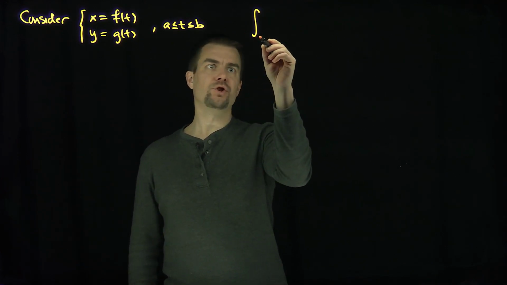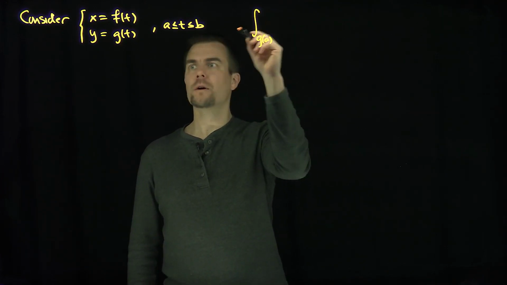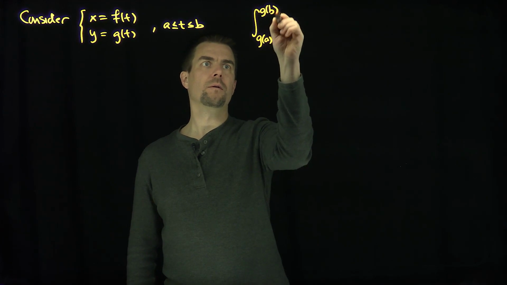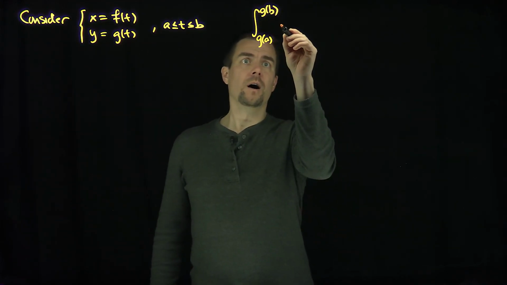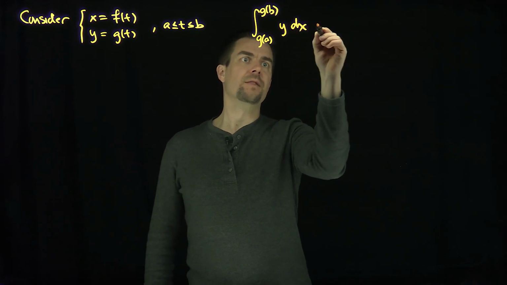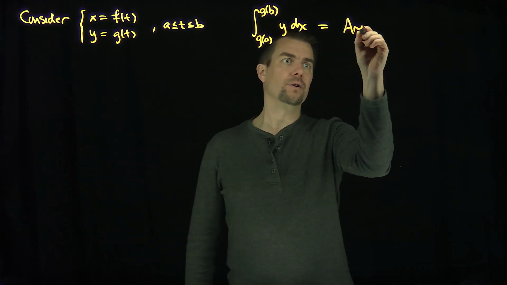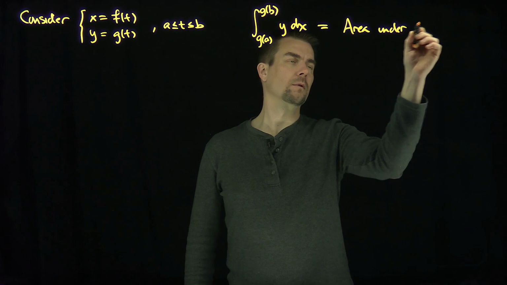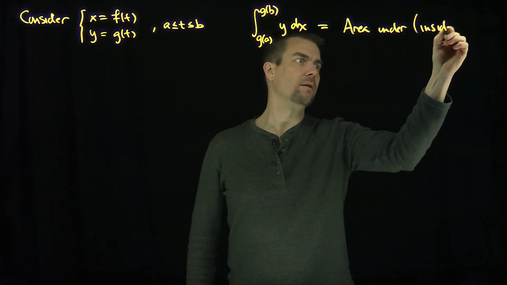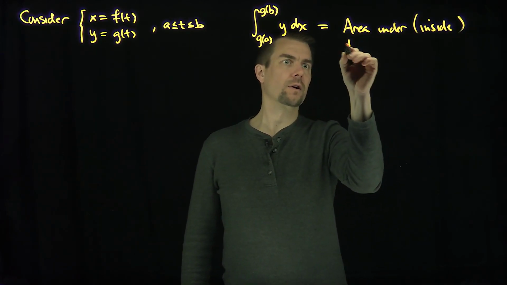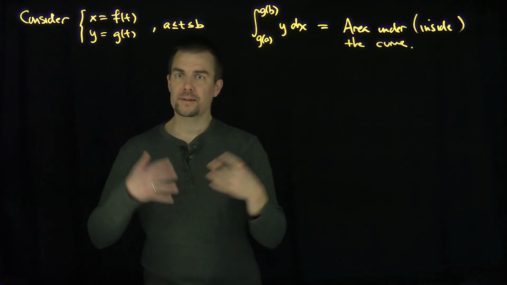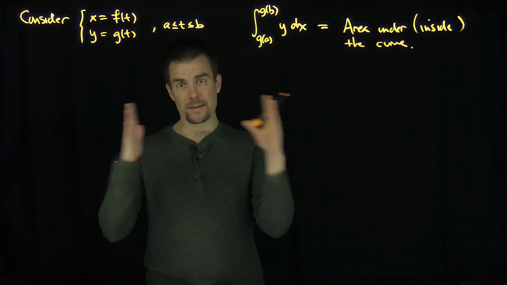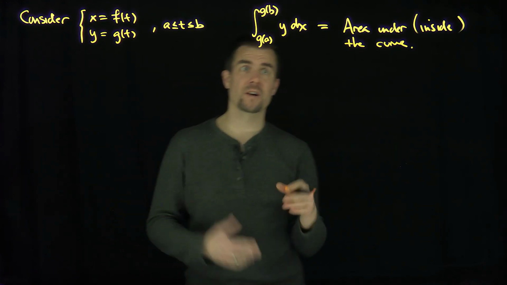Recall that if I integrate, where y goes from g of a to g of b, of y dx, this formula will give you the area under the curve, or respectively inside the curve if it's closed. Because if I integrate y dx, that's the definition of what the area under the curve is, by definition of the definite integral.